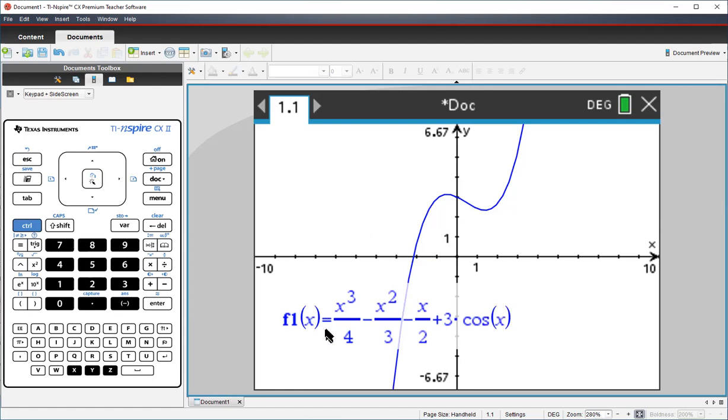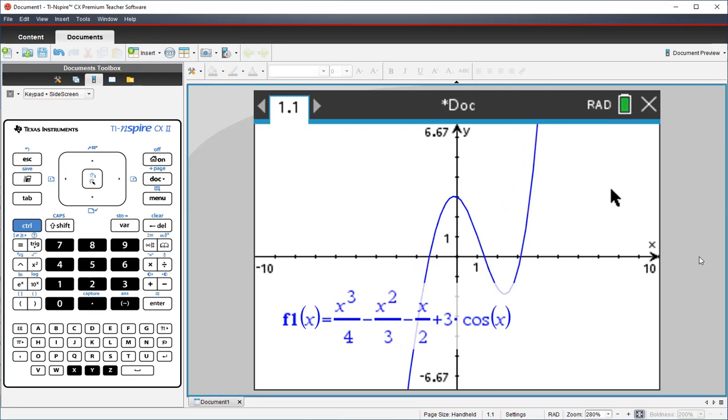This function is completely correct. The difference is that I'm in degrees when all calculus is done in radians. So when I click that to radians, it looks a lot more like it does on the sheet. Good job.